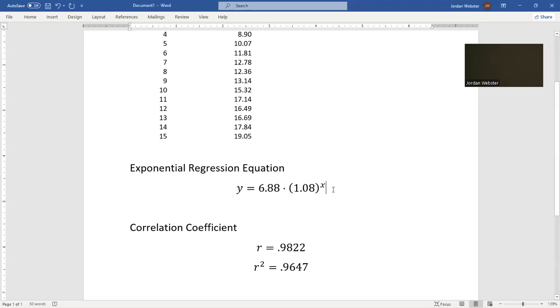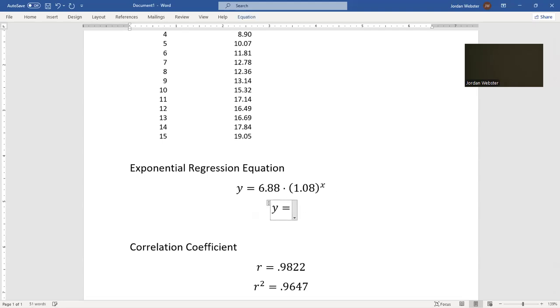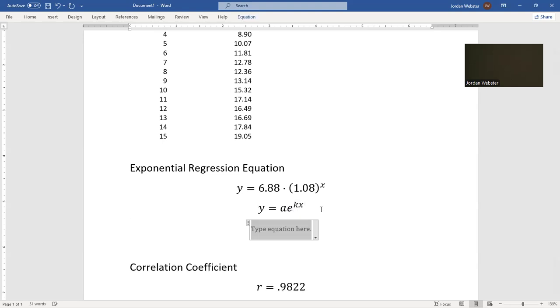By the way, in other technology like Excel, you're given the equation as A times the irrational number E raised to some power K times X. And if you wanted to do this, just realize that E to the K is actually your 1.08. So if you wanted to write it as an exponential equation with base E, all you have to realize is that that K is going to be the natural log of this 1.08. And technically, you probably should use not the rounded version, but the actual version, 1.0755667769 that was.